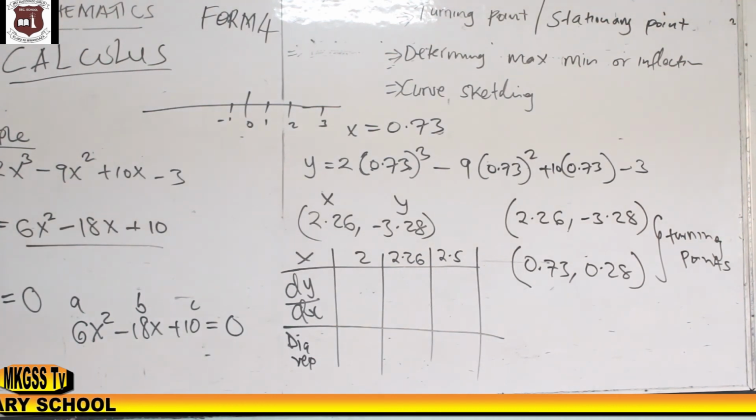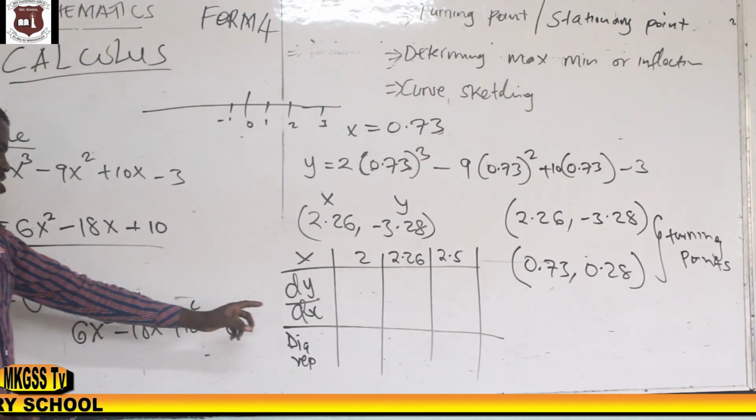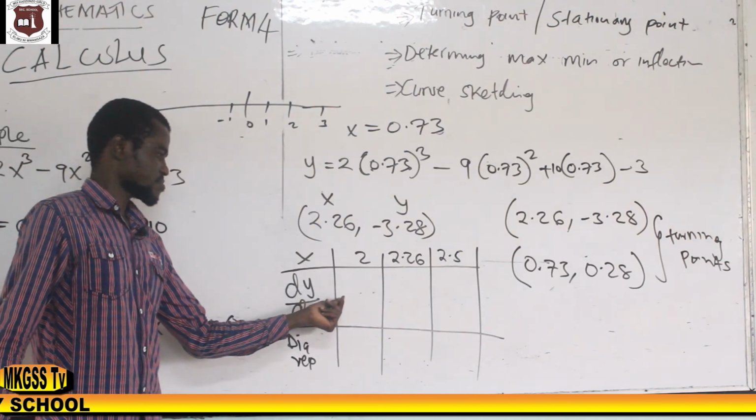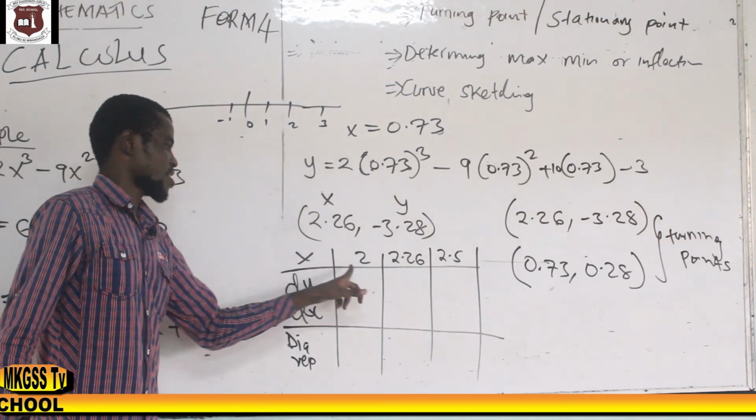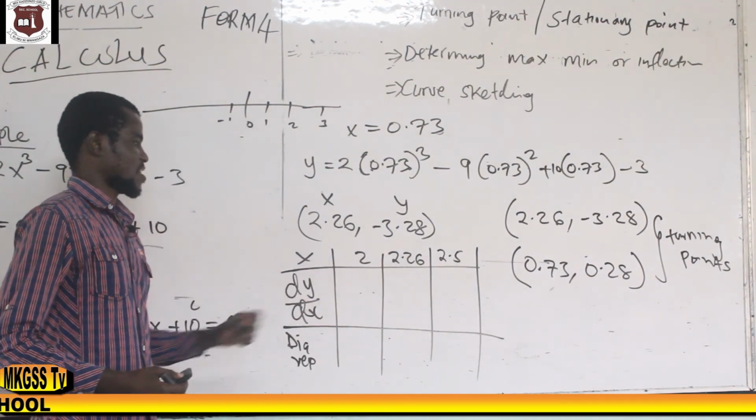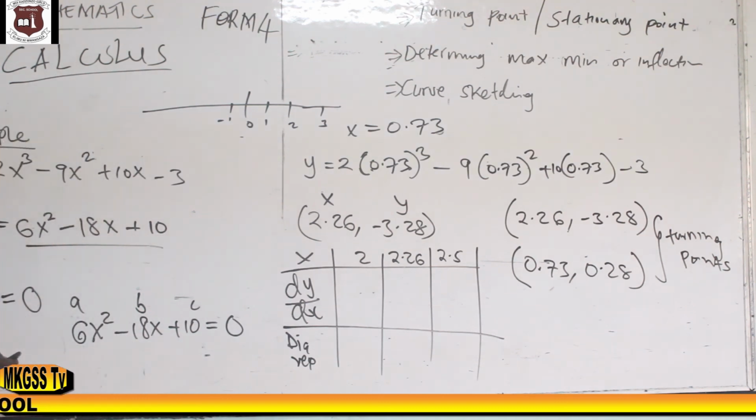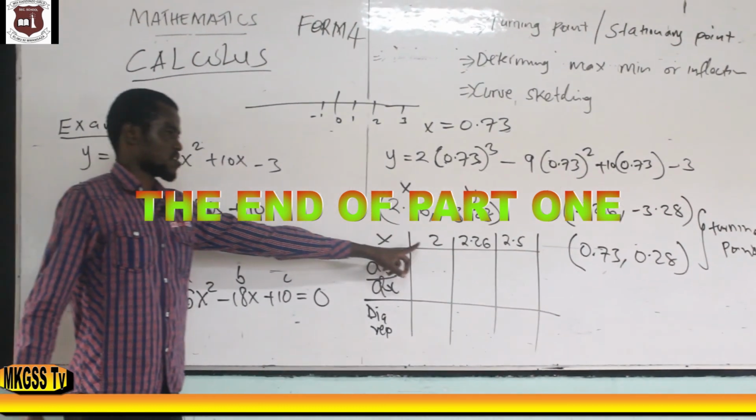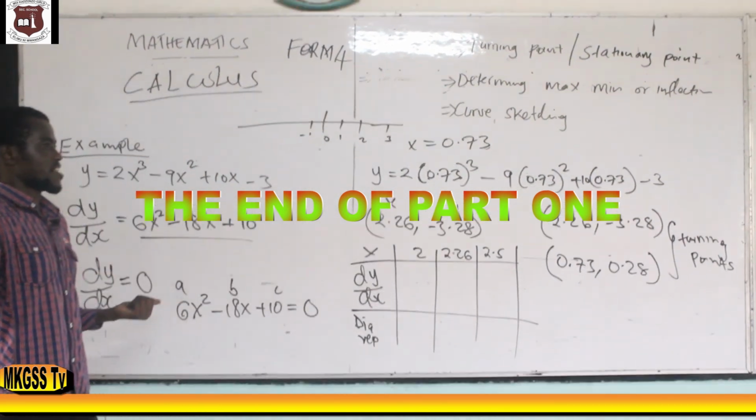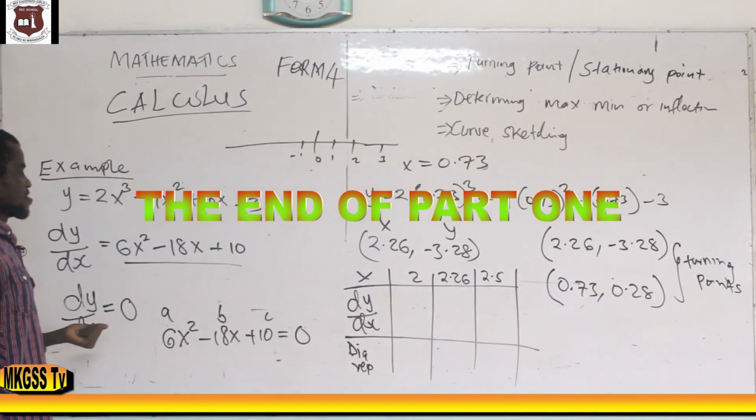So let us now use the values of x as we have done them in the table. We are going to fill the row of dy dx with the values of x in that manner. So let's start with 2. What will be dy dx when the value of x is 2? It means what will be the gradient when the value of x is 2?